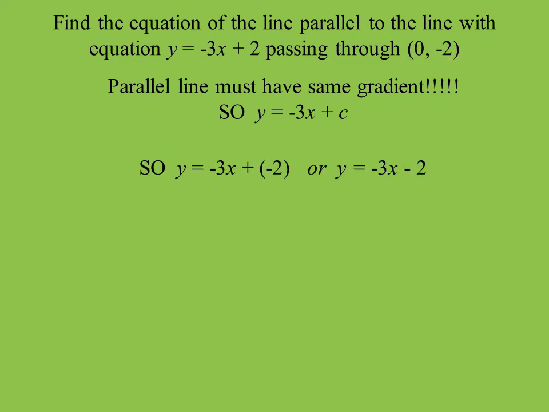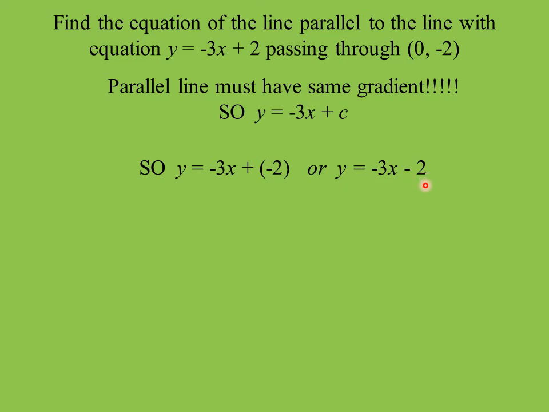So let's have a little look at it. So y equals negative 3x plus negative 2, which is the same as saying y equals negative 3x minus 2. So this bit here that says plus negative 2, you know from your negative numbers, you can rewrite that as take away 2. So y equals negative 3x minus 2, that's the actual equation.